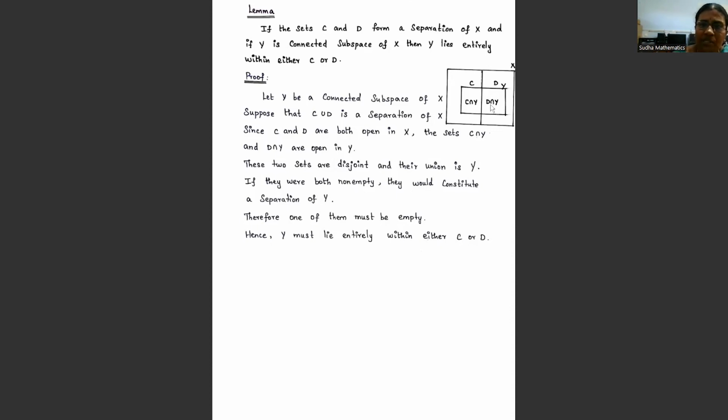Therefore, one of the sets must be empty. That is, either C intersection Y is empty or D intersection Y is empty. Suppose C intersection Y is empty. Then Y should lie completely within D. And suppose D intersection Y is empty. Then my subspace Y should completely lie within C. Therefore, the connected subspace Y must lie entirely within either C or D.